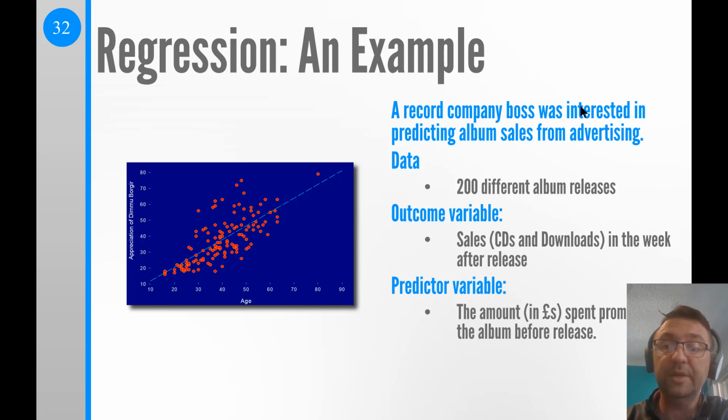So let's say that there's a record company boss and they're interested in predicting album sales from advertising. They have data from 200 different album releases, and they have the outcome variable, which is sales of CDs and downloads in the week after release. This is a bit old. I mean, it needs to be Spotify plays these days. And then the predictor variable is the amount spent, in pounds, promoting the album before release. So this is your X and this is your Y.